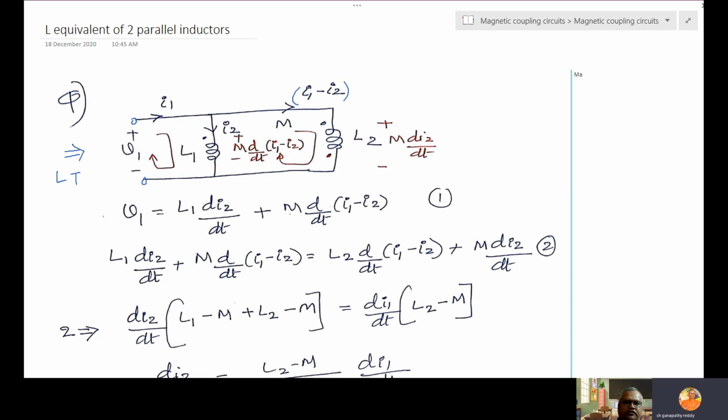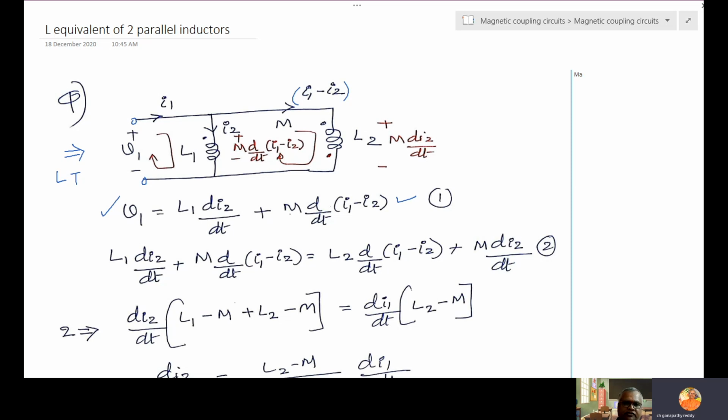Now write the equations. V1 is equal to L1 di2 by dt is self plus, why it is plus? We are going from positive to negative, plus M d by dt of I1 minus I2, equation 1. Then second equation, voltage across L1 is these two terms. Same thing. L1 di2 by dt plus M d by dt of I1 minus I2 is equal to voltage across L2. So L2 d by dt of what is the current? I1 minus I2 plus M di2 by dt.